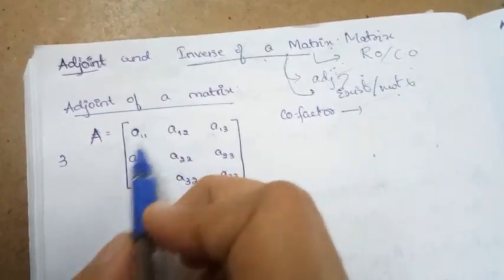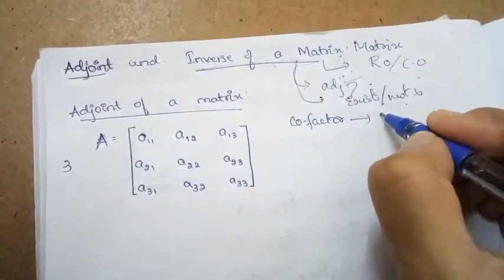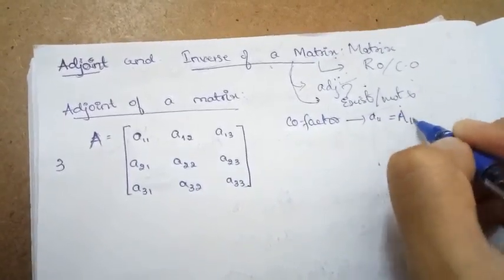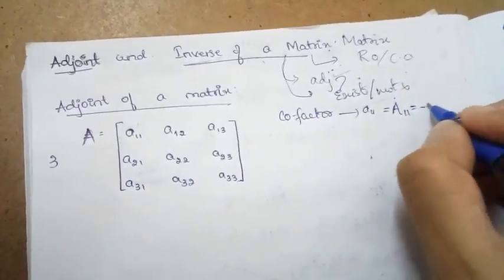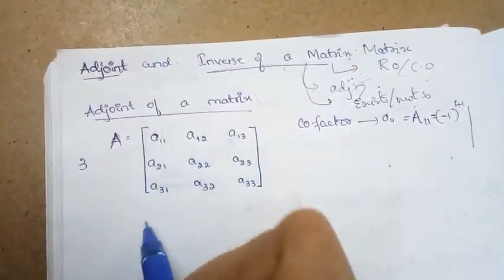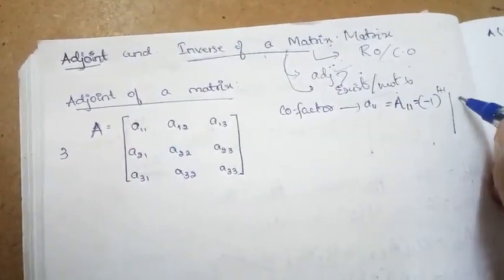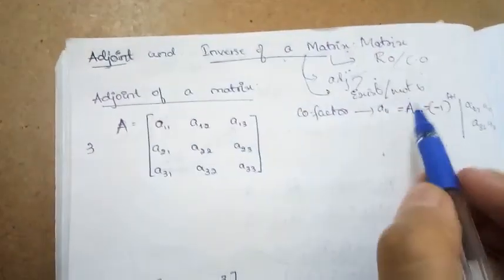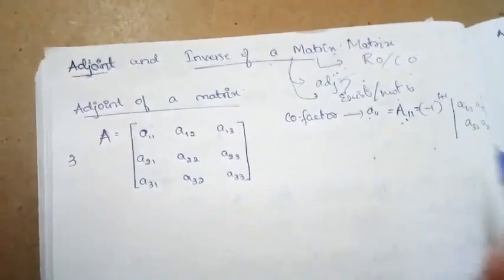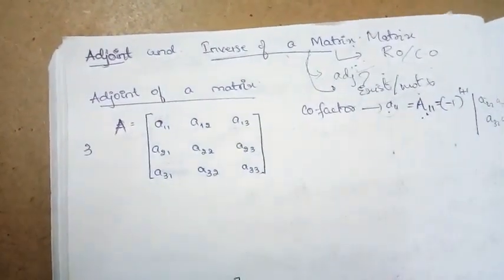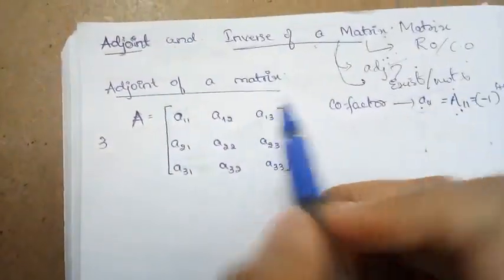For example, if I need to find the cofactor of the first element, that is a11, the cofactor of a11 is equal to capital A11, which is obtained by (-1) to the power 1 plus 1, deleting the row and column containing the a11. The elements are a22, a23, a32 and a33. By this way we are finding the cofactor for the first element, that is a11. Similarly, we can find the cofactor of each and every element of this matrix.